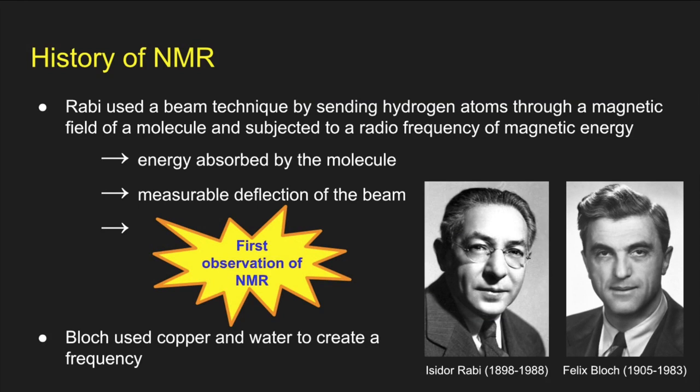In 1939, American physicist Isidore Rabi made a major improvement in beam techniques by sending a stream of hydrogen molecules through not only the inhomogeneous magnetic field required for deflection, but also through a homogeneous magnetic field, where they were subjected to radio frequency, or RF, electromagnetic energy. Energy was absorbed by the molecules at a sharply defined frequency, and the absorption caused a small but measurable deflection of the beam. This was the first observation of NMR.